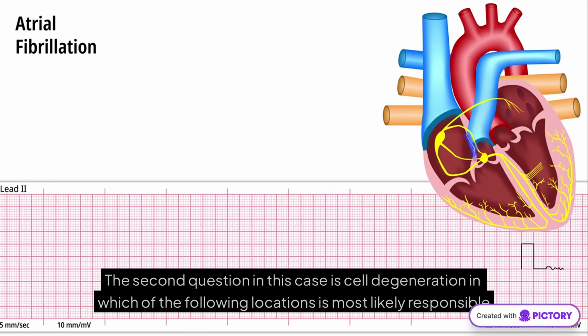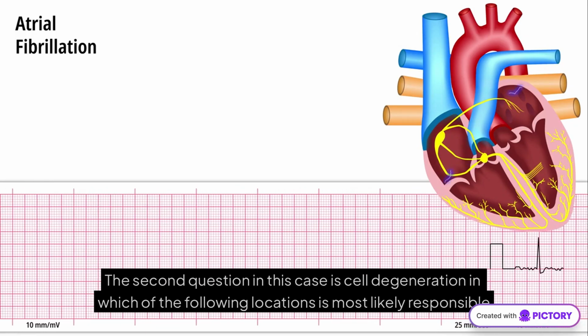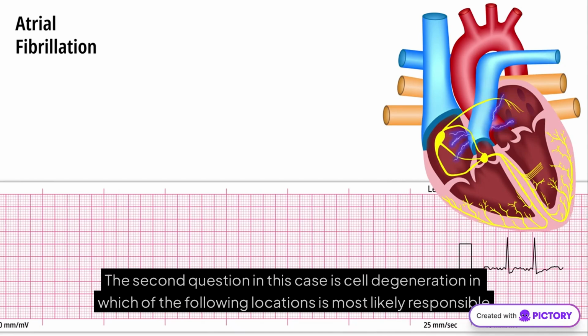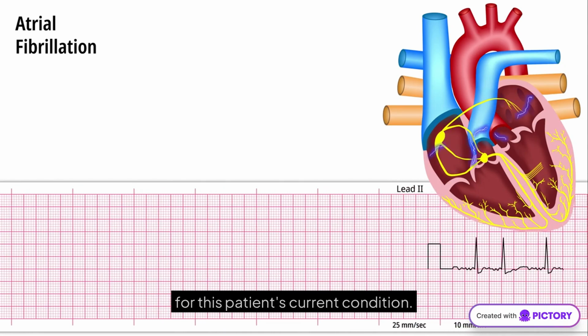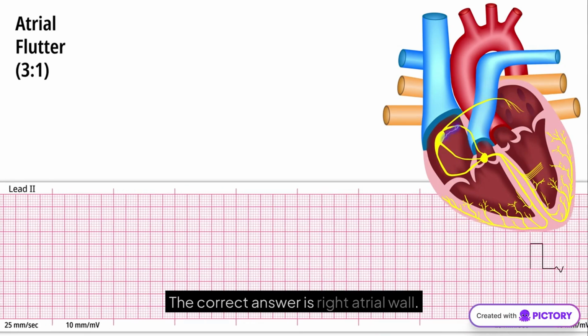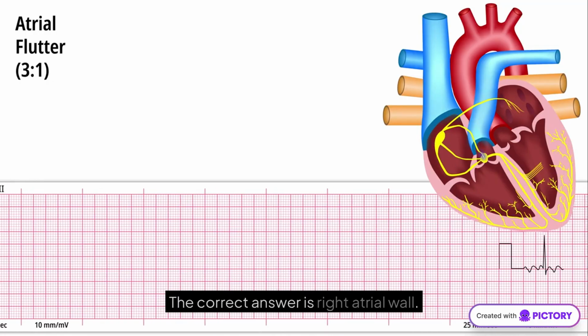The second question in this case is, cell degeneration in which of the following locations is most likely responsible for this patient's current condition? The correct answer is right atrial wall.